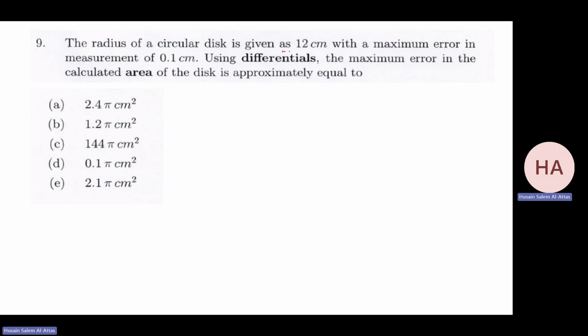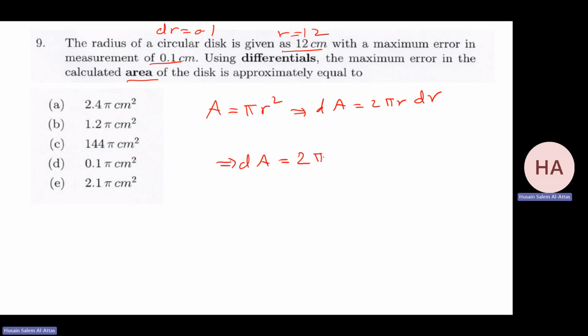This is given: r equals 12. Maximum error, dr is 0.1. The maximum. Use differential, the area. What is the area? pi r squared. So dA equals 2 pi r dr. So dA, plug in the numbers, that's it. 2 pi times 12 times 0.1, which is 1 over 10. So it will be 24 over 10 pi, which is 2.4 pi.